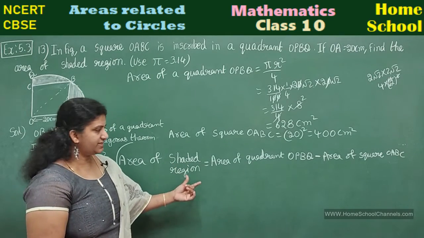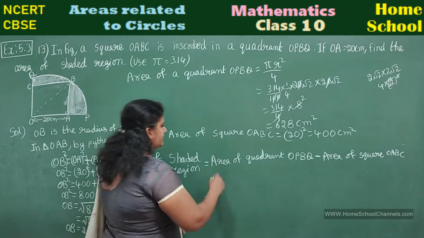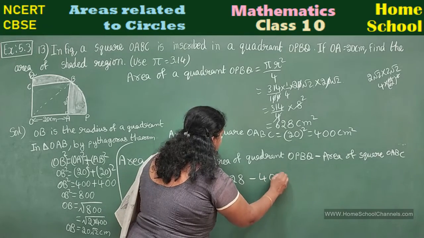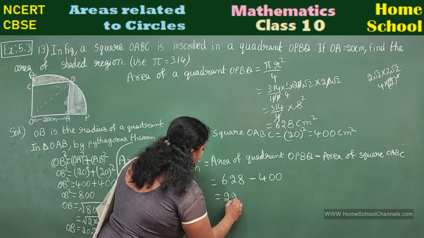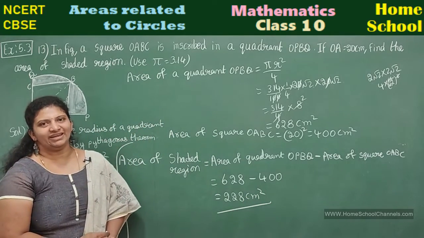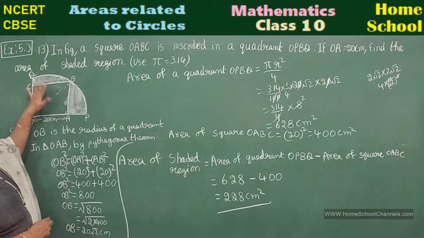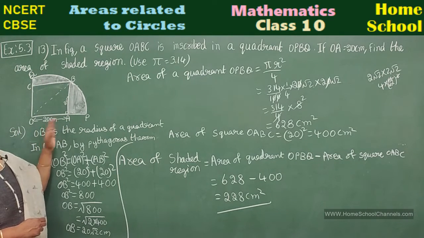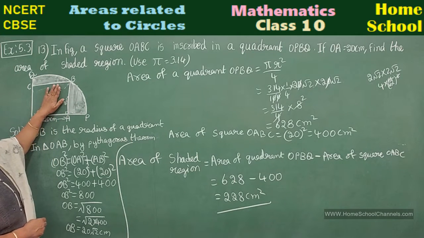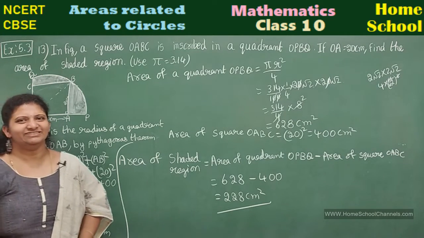Finally, area of shaded region is equal to area of quadrant minus area of square. Subtract 628 minus 400. That will be 228 centimeters square is the area of the shaded region. So observe the figure carefully. Where is the shaded region other than the square? So therefore the formula is, area of a quadrant subtract area of a square, we are going to get the shaded region area. Is this clear?